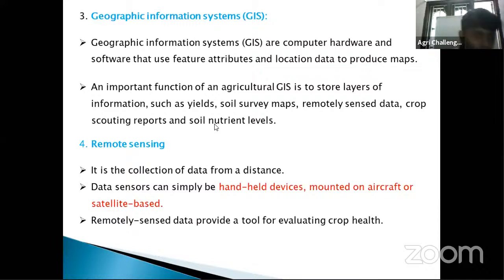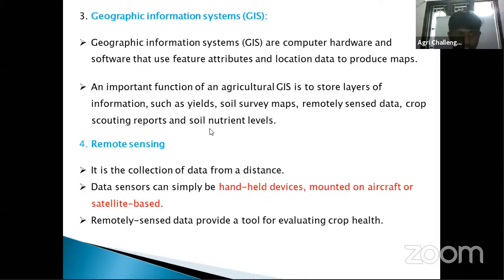An important function of an agricultural GIS. There are different GIS packages, like ArcGIS and QGIS; QGIS is freely available, free access. An important function of an agricultural GIS is to store layers of information, like what we saw in the previous picture. Layers of information such as yields, soil survey maps, soil fertility levels, remotely sensed data, crop scouting reports and soil nutrients. It will store the data, analyze the data and give the maps.